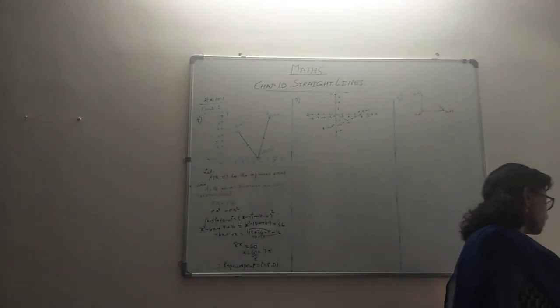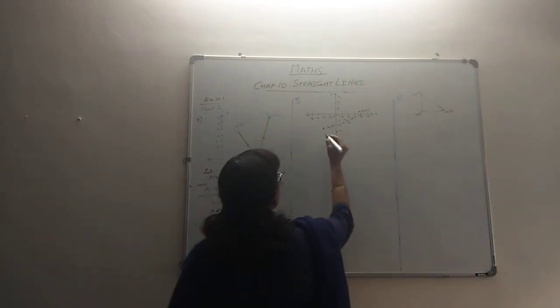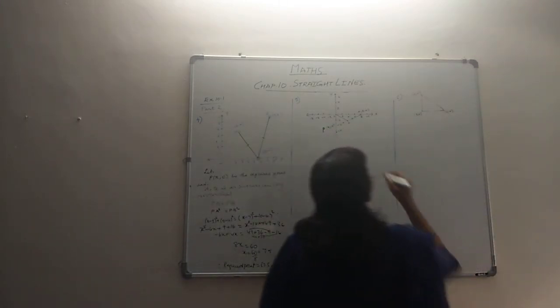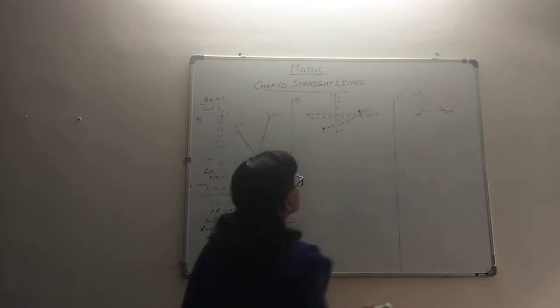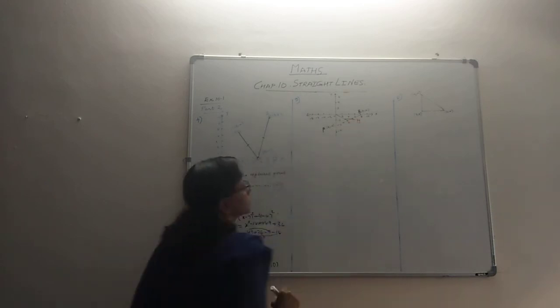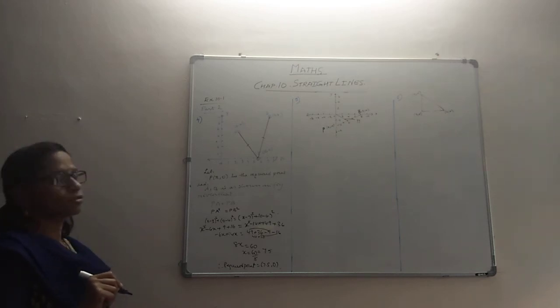It says: find the slope of the line which passes through the origin and the midpoint of the line segment that is joining P (0, minus 4) and B (8, 0). So they ask us to find out the slope of this line OC. That's the question. P is given to us, B is given to us. Take the midpoint, we call it C. Then you have to find out the slope of OC.